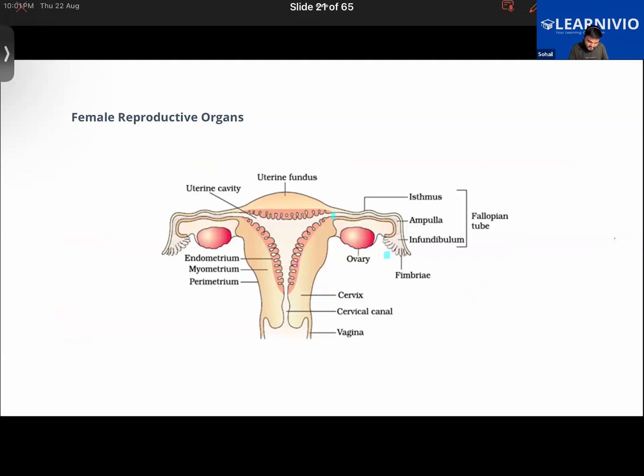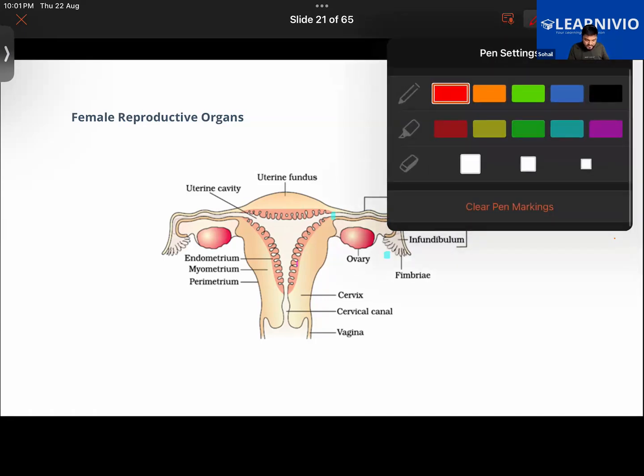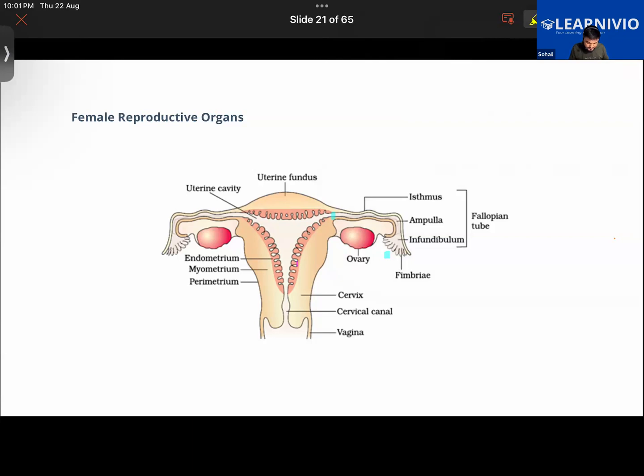Now next we are going to discuss the female reproductive organ. All of you first of all observe the diagram over here. Just observe the ones that I'm going to highlight.